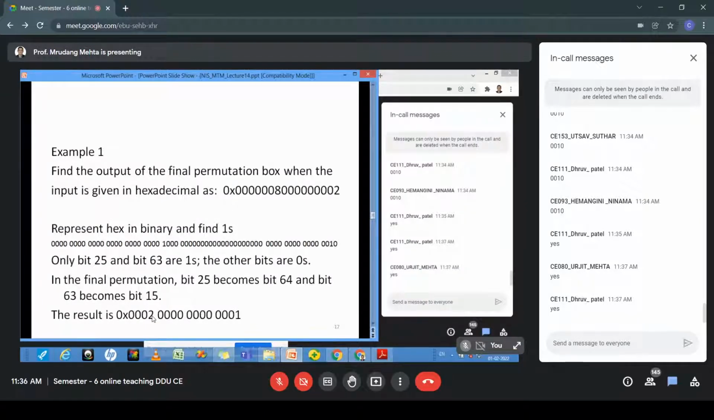Is that clear? Understood this 2 value? 1, 2, 3, 4, 1, 2, 3, 4, 8, 12, 13, 14, 15th bit. 15th bit is supposed to be 1. 15th bit is 8421, it is 2. So 2 is put here. Is that clear?